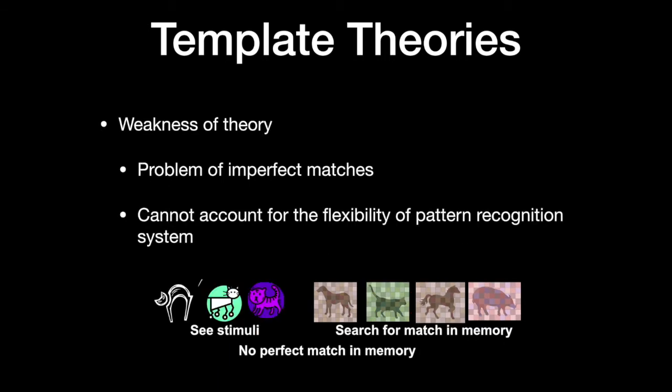One major weakness in template matching theory is that it requires countless millions of templates in order to recognize each geometric form we see and recognize.